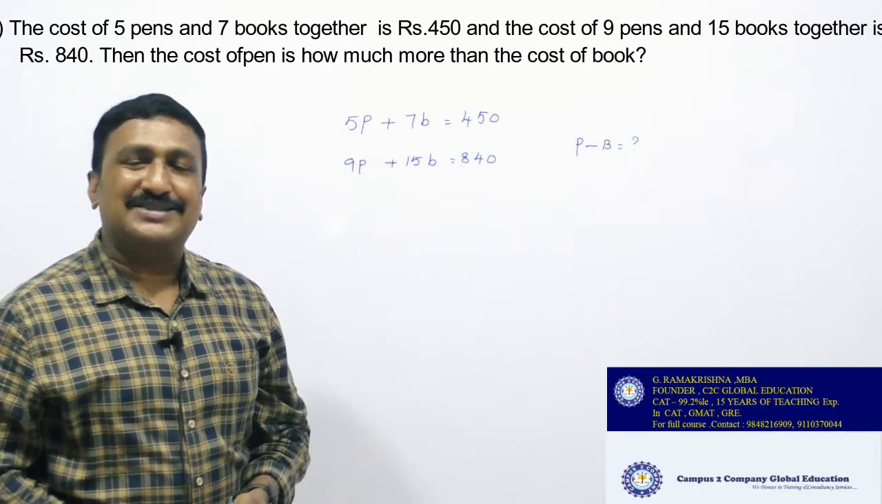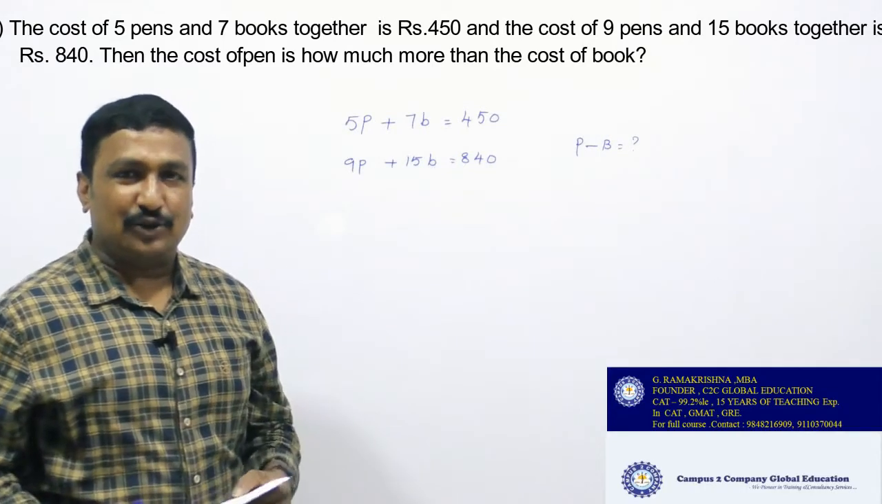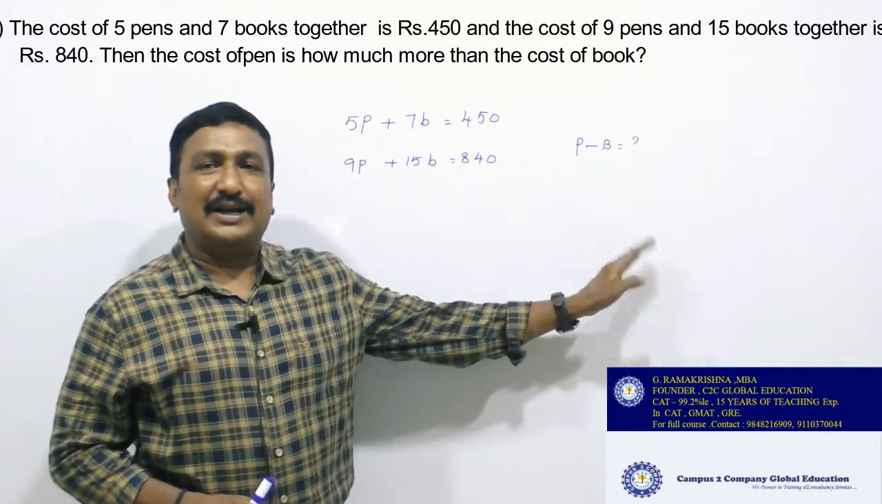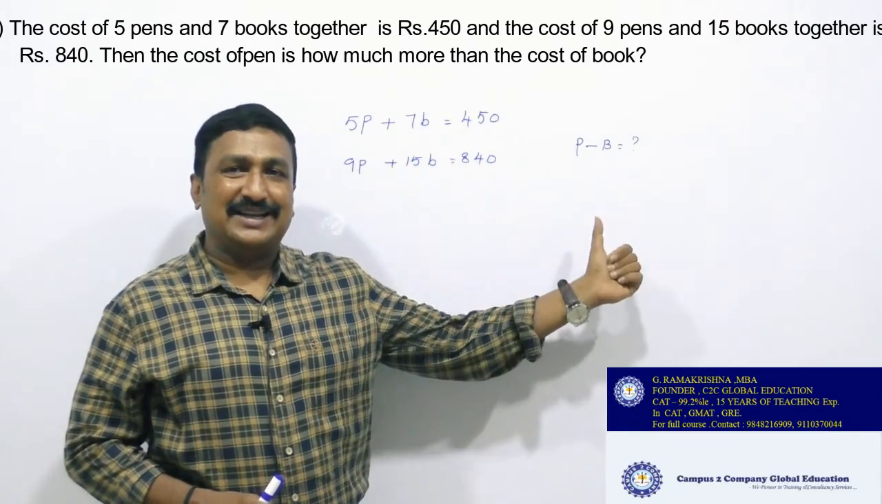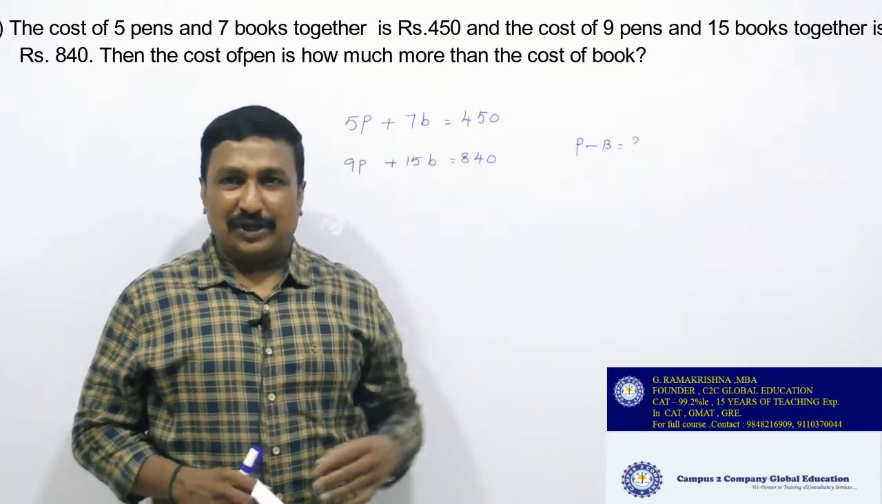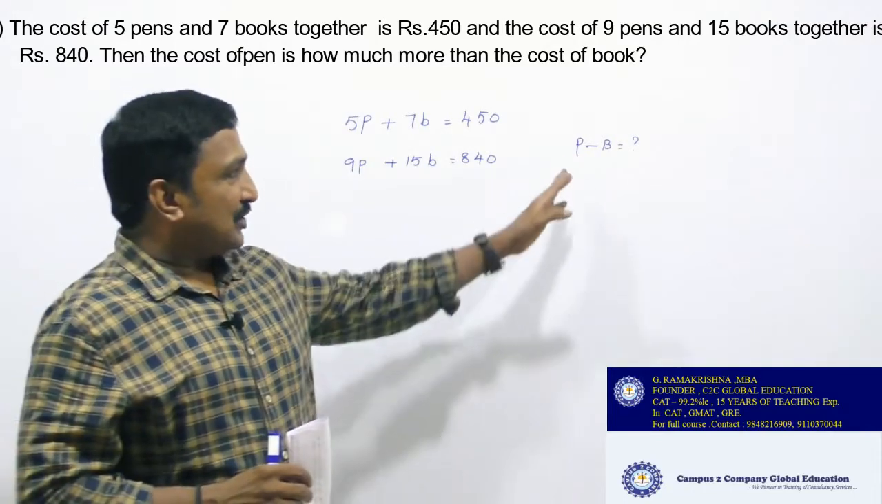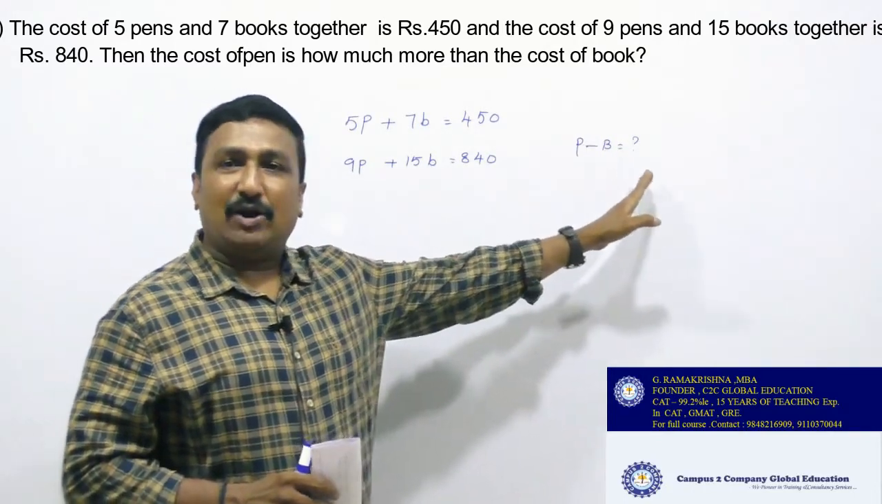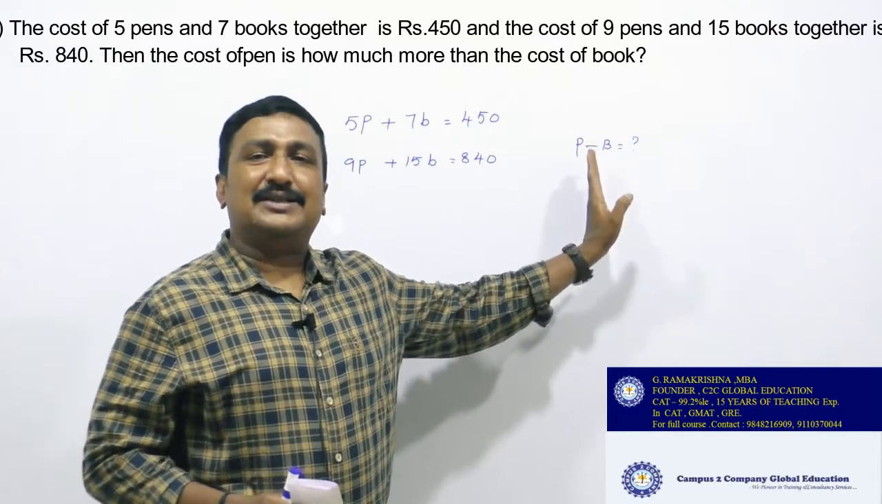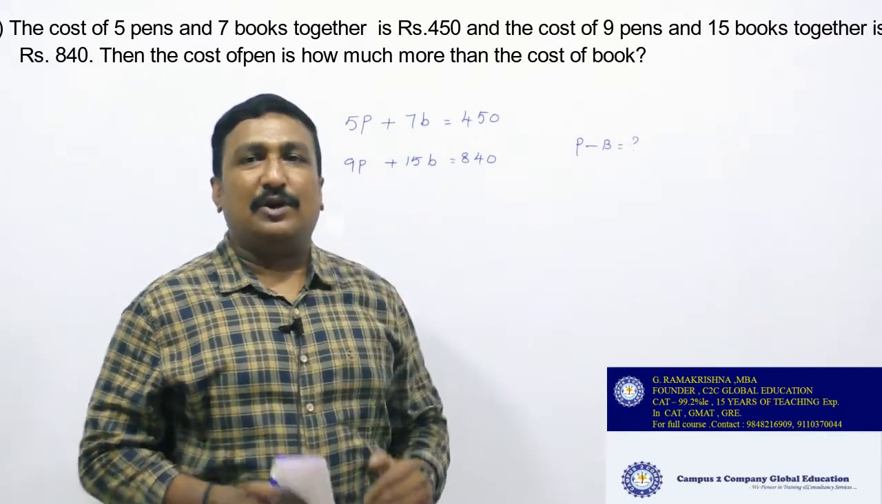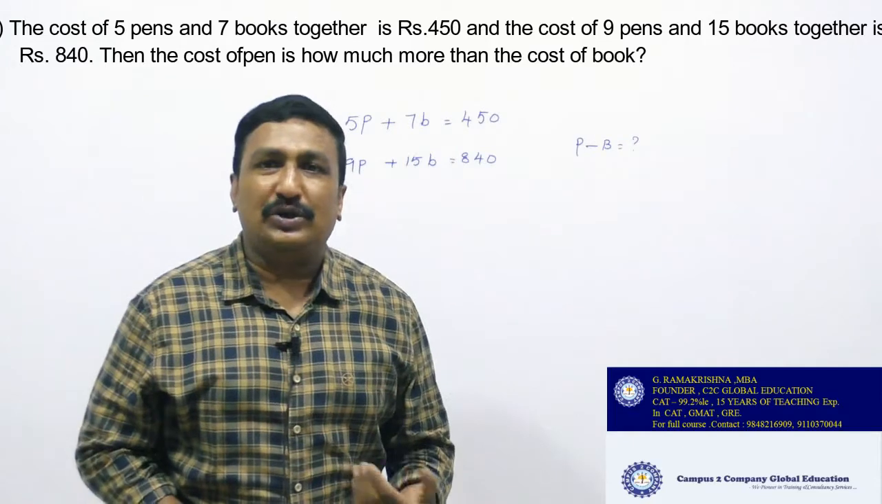So here also they are asking for some combination. In the previous case we calculated a plus b. In this case they are asking p minus b. So here also 90% of students will first calculate the cost of pen, then calculate the cost of book, then subtract pen minus book. But don't do it like that, we can do it directly.